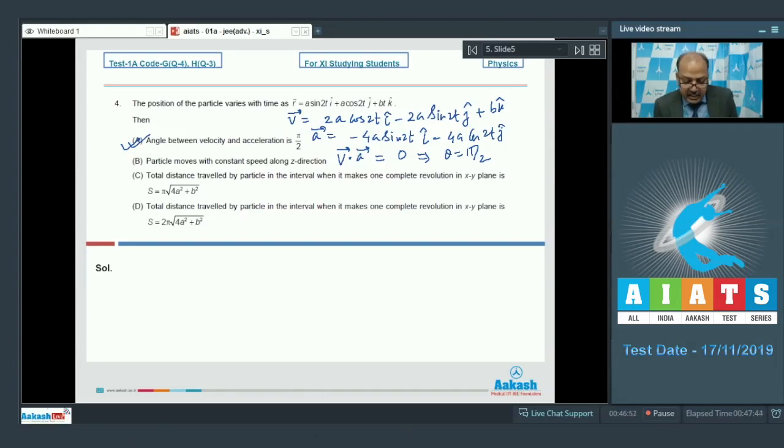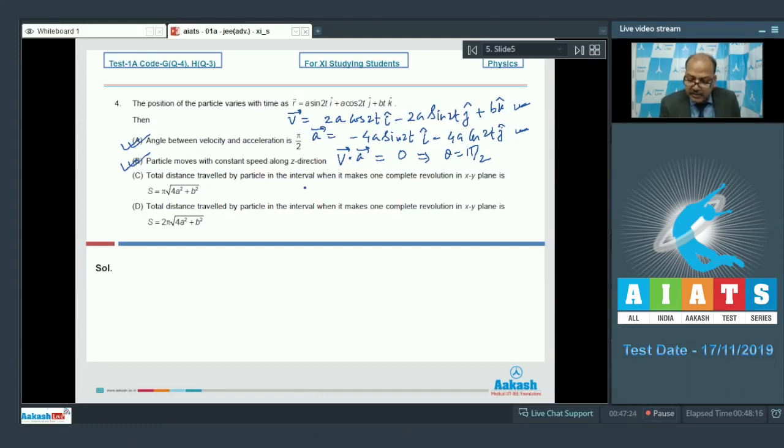Let's look at the other options. Particle moves with constant speed along z direction. Well, there is a component of velocity along z direction, which is b, and there is no acceleration. Acceleration is always in the xy plane. It has only x and y components. So the velocity along z direction will be constant, and so option B is also correct. Option C and option D are about the distance traveled.